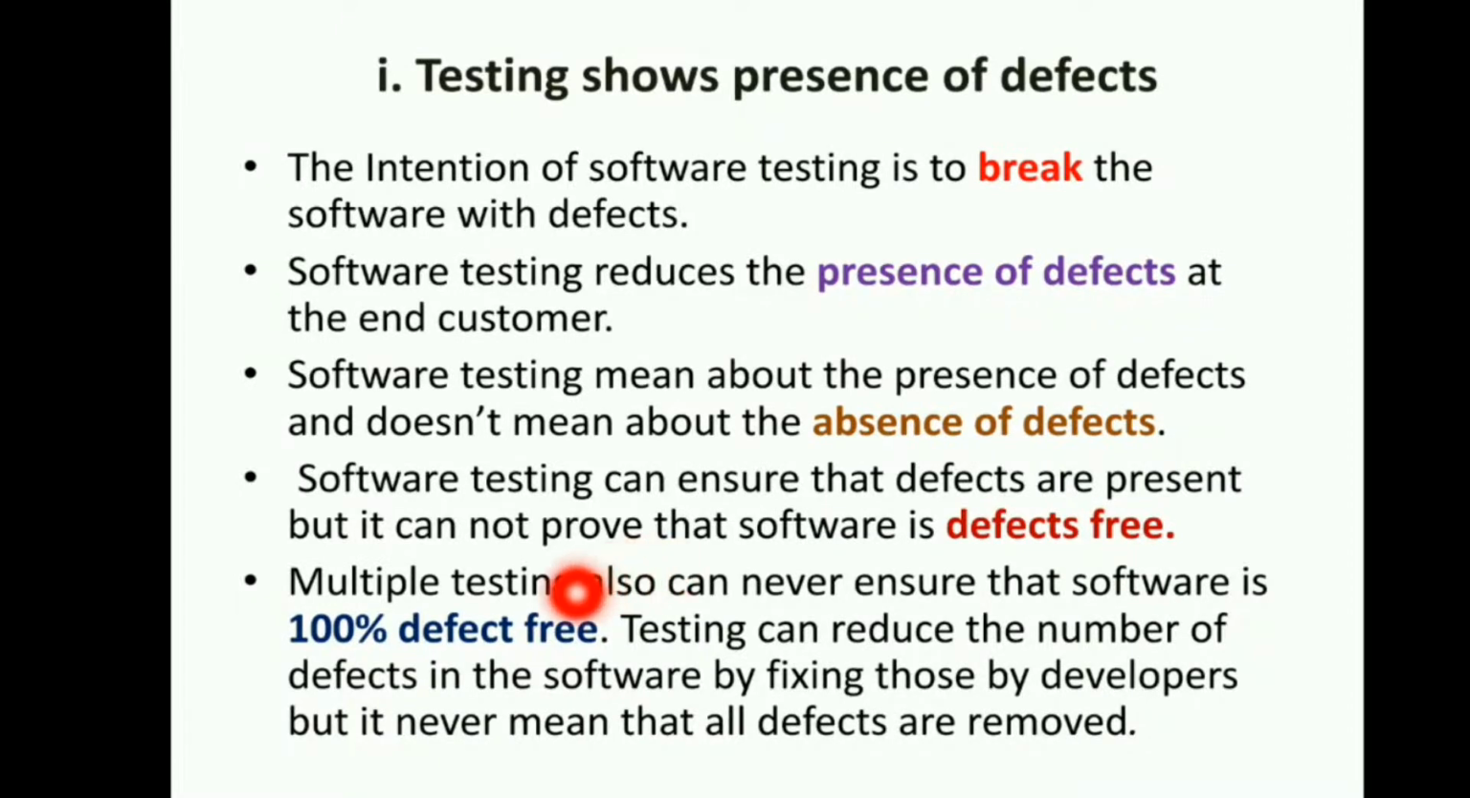Multiple rounds of testing also can never ensure the software is 100% defect free. Testing can reduce the number of defects. So overall, this first principle means that you can reduce the number of defects, or you can report the defects and fix them, but you cannot make sure that the software is 100% defect free. This is one of the main principles that you have to remember. So this is the first principle.